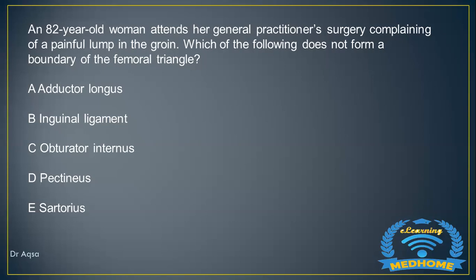Ma'am, C, obturator internus, because the obturator internus does not form part of the triangle. Yes, excellent. The lateral boundary is formed by sartorius, medially adductor longus, and then pectineus and the inguinal ligament form the base. Noorpur and Fiba, you are also correct in the chat box. Claps for all of you.